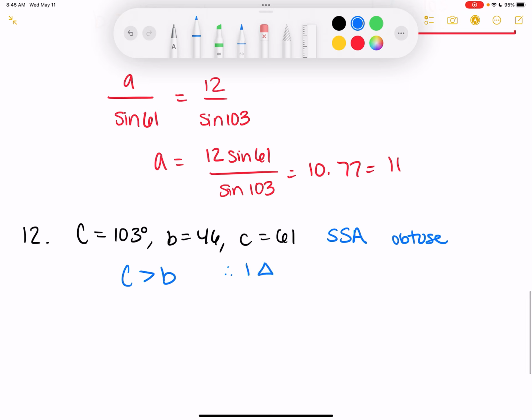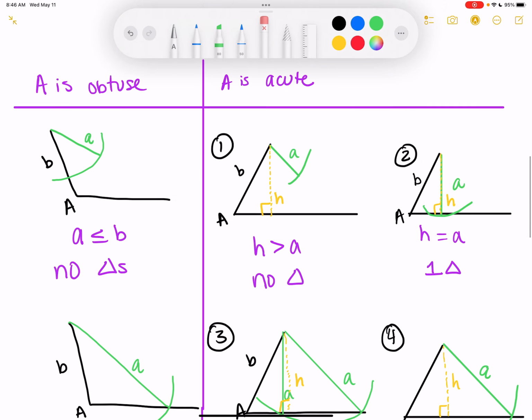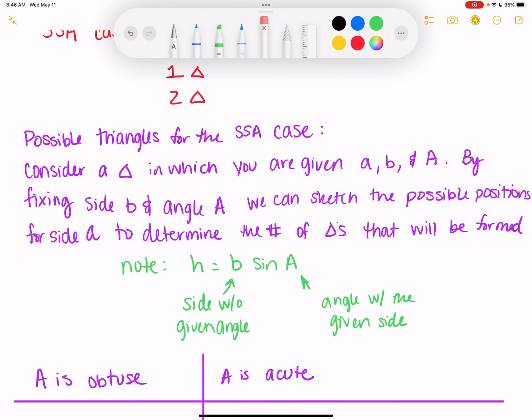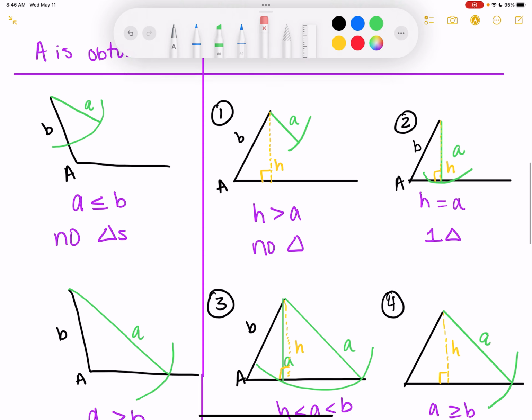Okay, I don't understand how you do that. What do you mean? I was given side A, angle A, and side B. So the side that matches the angle is always going to be whatever A is in this scenario. Okay, that makes sense.